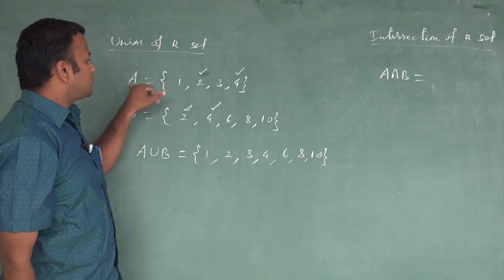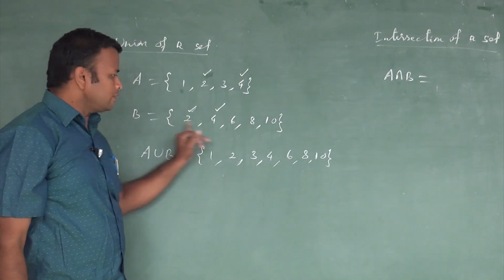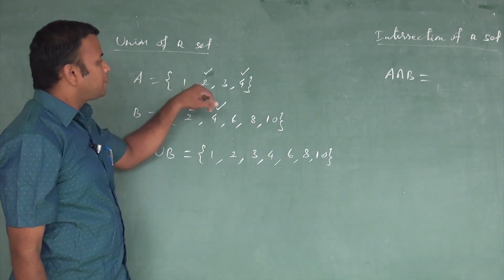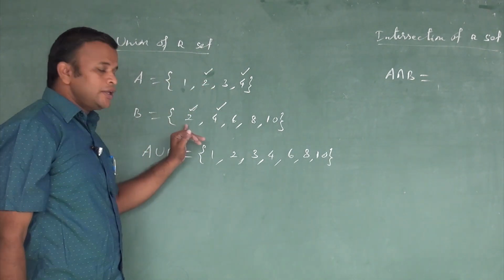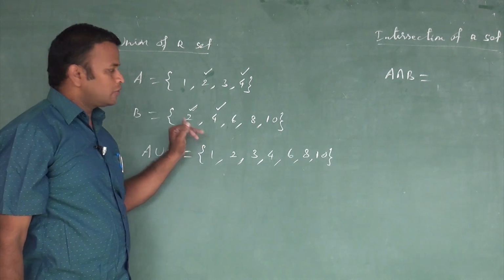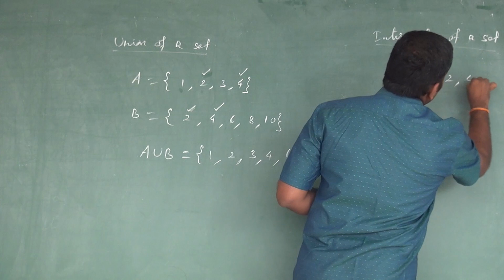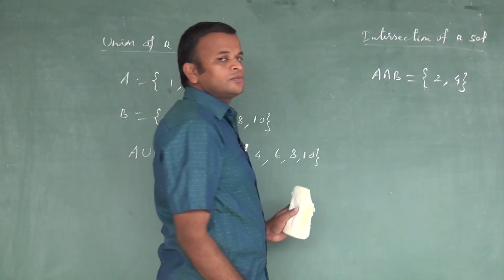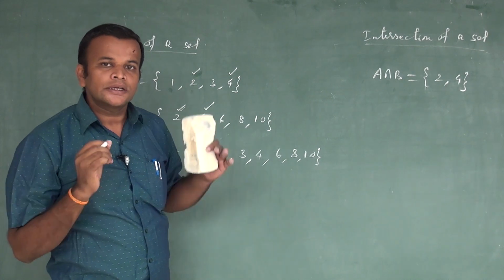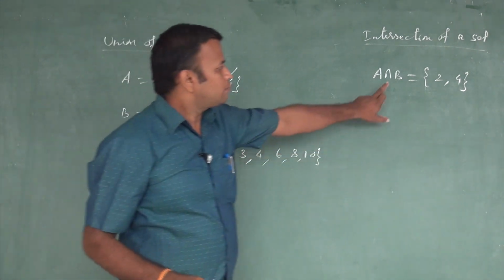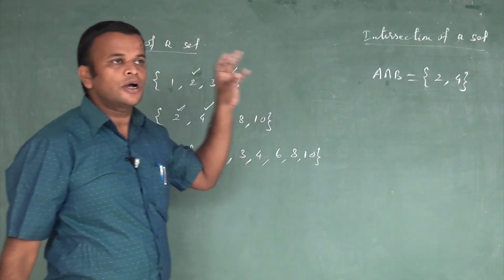The first element of A is 1, but the element 1 does not occur in B. The second element of A is 2, and the same element also occurs in B, so we write it. So the first element of A intersection B is 2, and the next one is 4. Intersection means common elements in the given two sets. So A intersection B is just 2, 4.